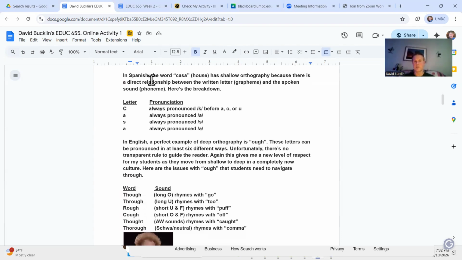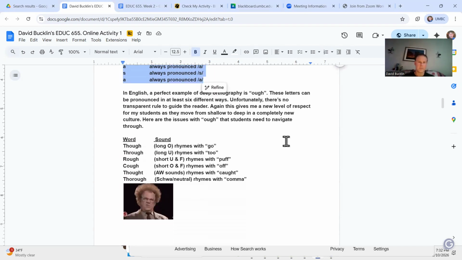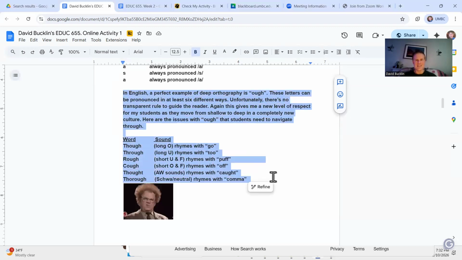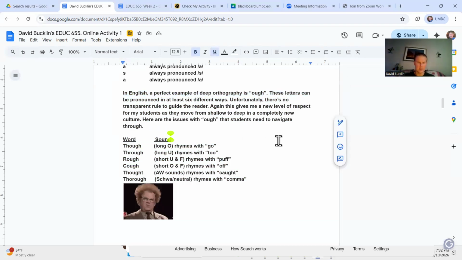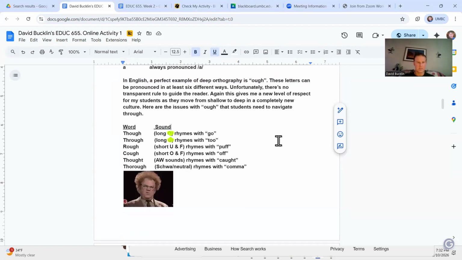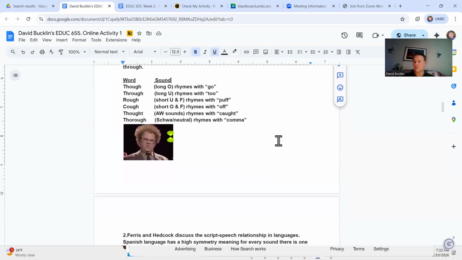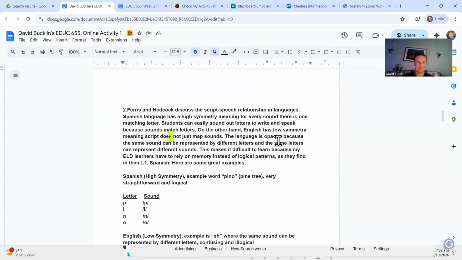Spanish, the word casa, house, straightforward sound-letter relationship. Conversely, English, deep orthography, with OUGH: though, through, rough, cough, thought, and thorough. Same letters, different sounds. Very confusing.